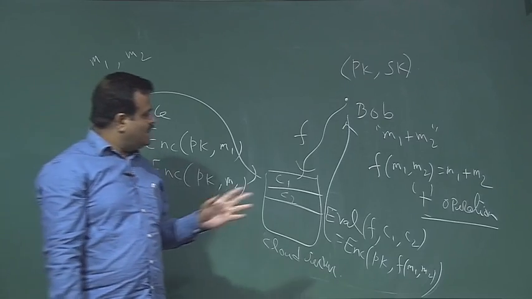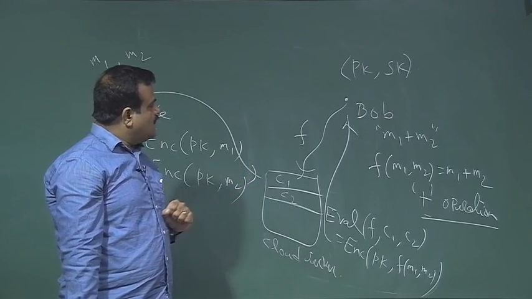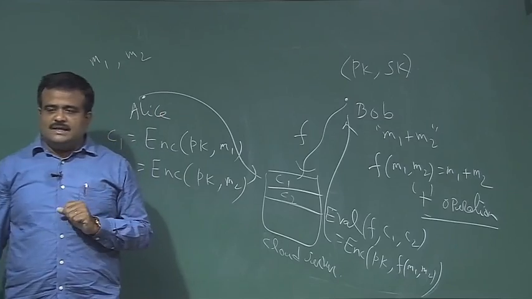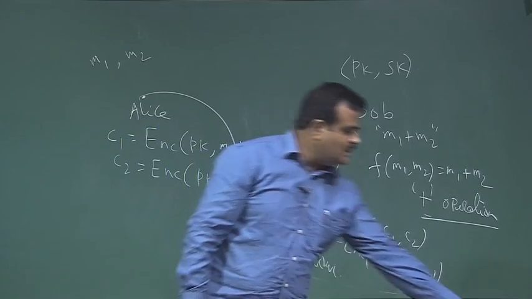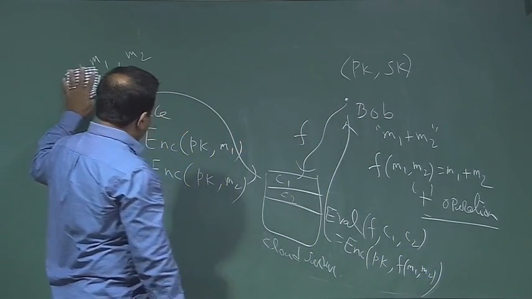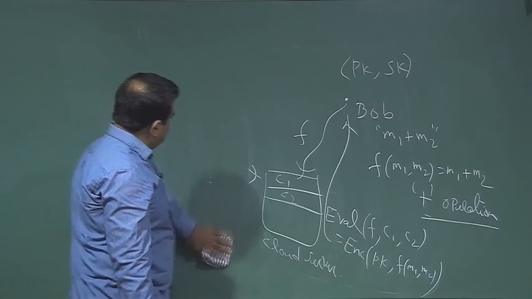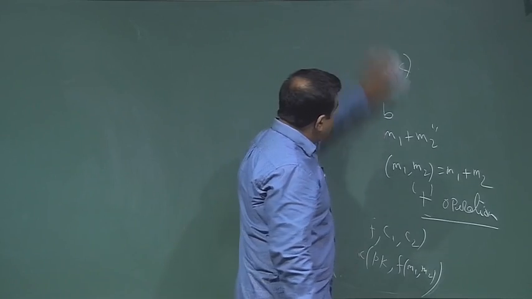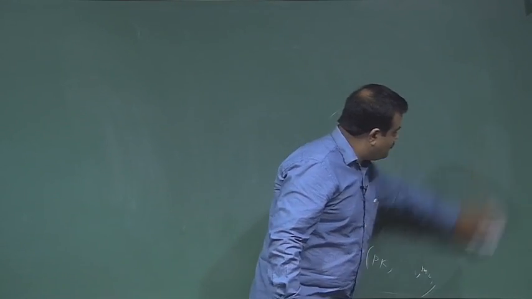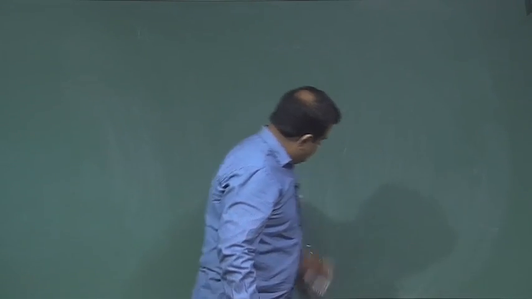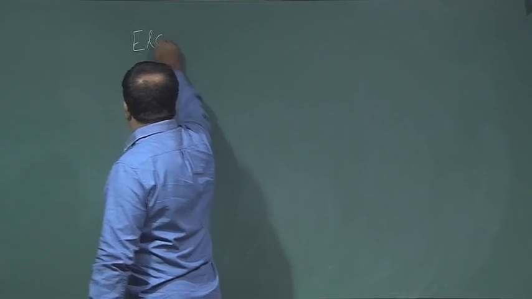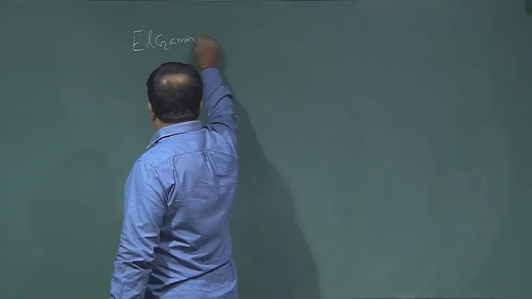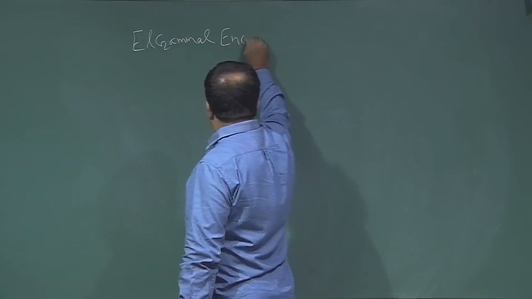This can be achieved by using what is called the Elgamal encryption scheme. The Elgamal encryption scheme is homomorphic, but it is partially homomorphic, because it can only support this plus, it cannot support, say, multiplication. So let us talk about a recap of the Elgamal encryption scheme.